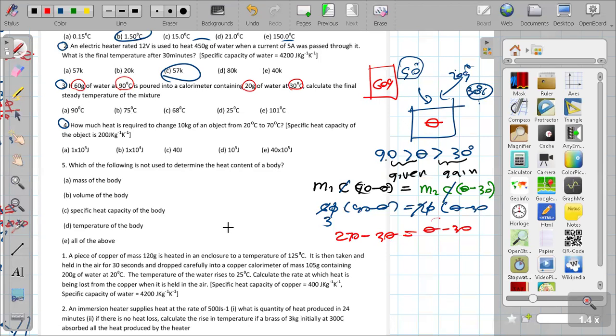So I'll bring theta to the common side. 4 theta equals 300. So theta equals 300 over 4. That means theta equals 75 degrees Celsius. The answer is this one. Did you get that answer alone or not?